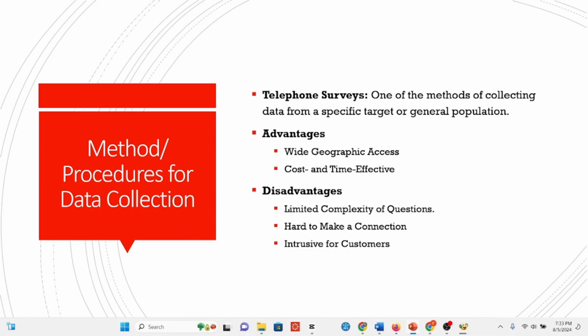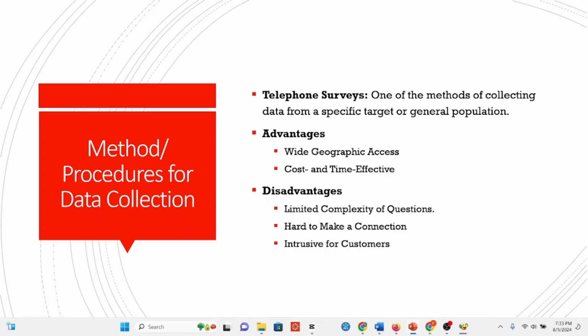3. Intrusive for customers. Some respondents may find telephone surveys intrusive, especially if they are contacted at inconvenient times or receive multiple survey calls. This intrusion can lead to lower response rates and potential biases in the data collected.